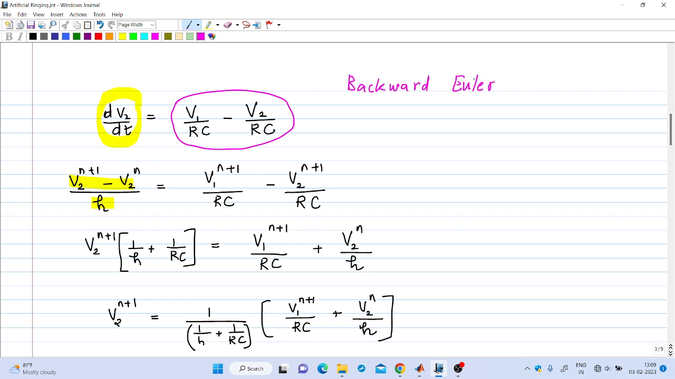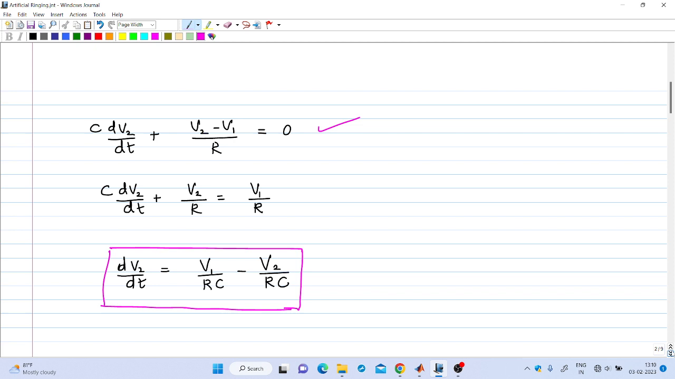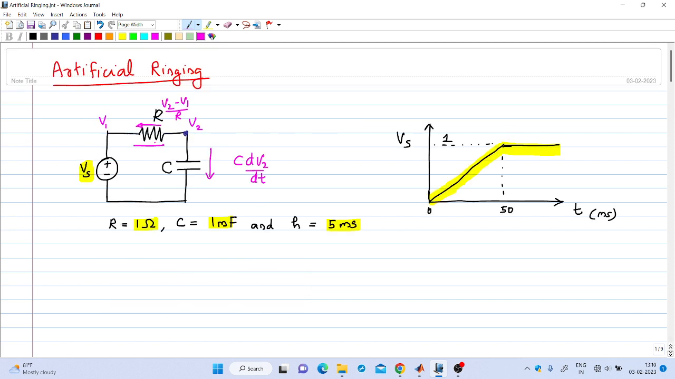So the right hand side of the differential equation will be evaluated at tn plus 1. That is written here: V1n plus 1 by RC minus V2n plus 1 by RC. Now after rearranging the terms, you can write an expression for V2n plus 1, that is the capacitor voltage at the n plus 1 instant. Once you get the value of V2n plus 1, you can easily calculate the capacitor current. Capacitor current at the n plus 1 instant is nothing but the same as the current through this resistance, since this is a linear circuit.